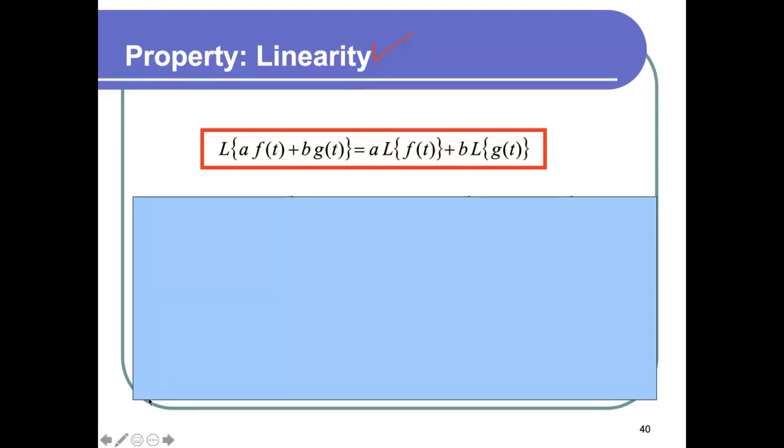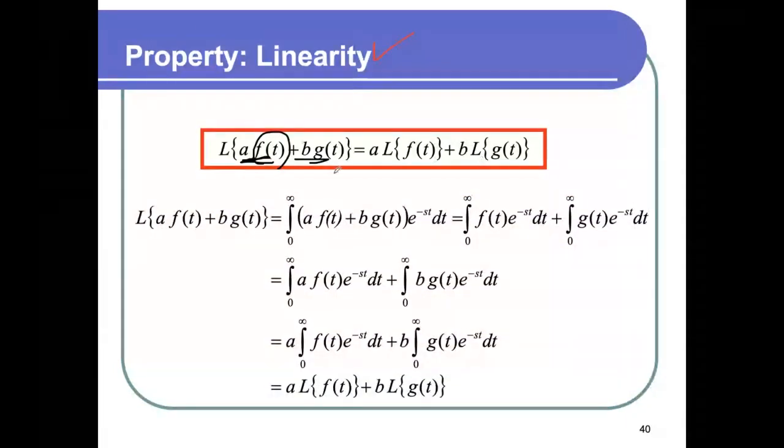So if I have a and f, the Laplace transform of af plus bg is equal to a multiplied by the Laplace transform of f alone plus b, the Laplace transform of g. Why is this true? Simply, we can prove it. So apply the integral and observe it from the properties of integrals.